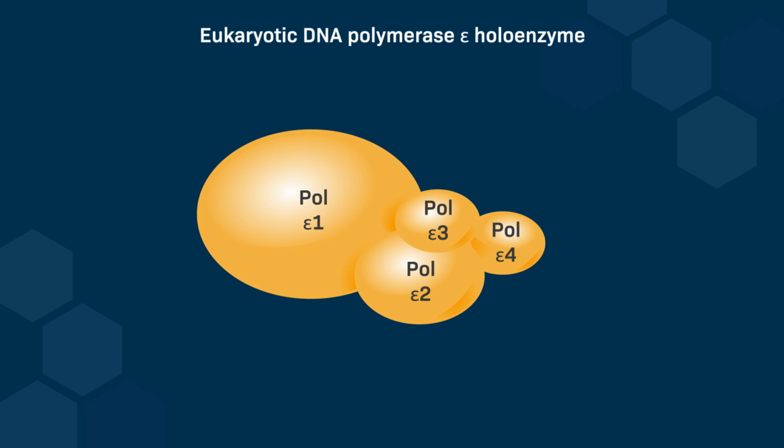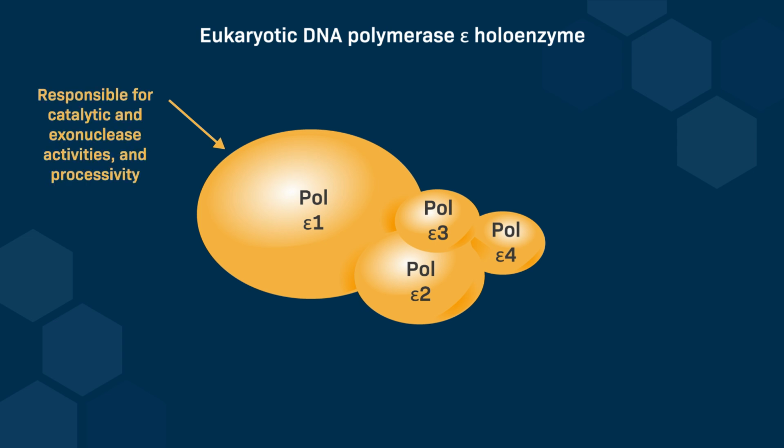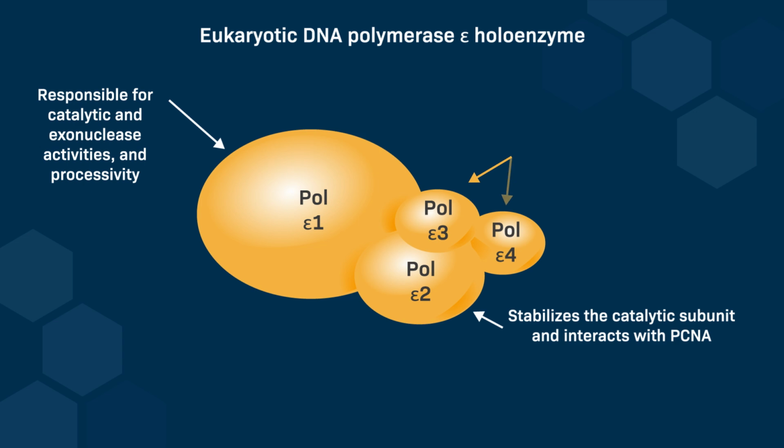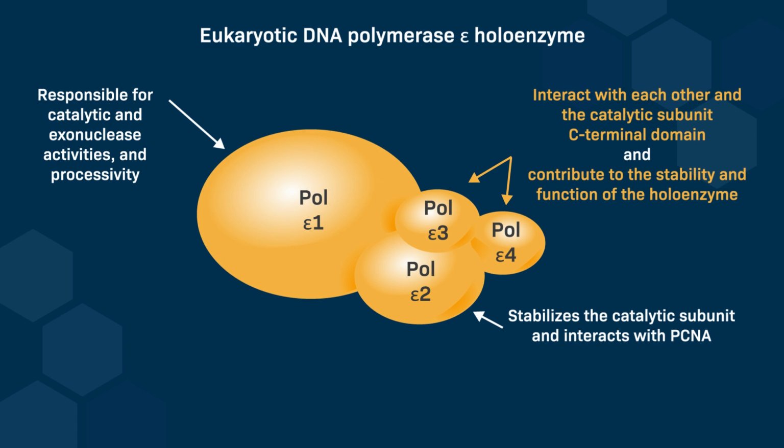When it comes to eukaryotic DNA polymerase epsilon, the holoenzyme is composed of several key subunits. The primary catalytic subunit, Pol epsilon 1, P261, is responsible for both the catalytic and exonuclease activities, as well as processivity. Pol epsilon 2, P59, is tightly bound to the C-terminal end of the catalytic subunit, which stabilizes it, and it interacts with PCNA, the sliding clamp that enhances processivity. Additionally, Pol epsilon 3, P12, and Pol epsilon 4, P17, interact with each other and the C-terminal domain of the catalytic subunit, which further contributes to the overall stability and function of the holoenzyme.